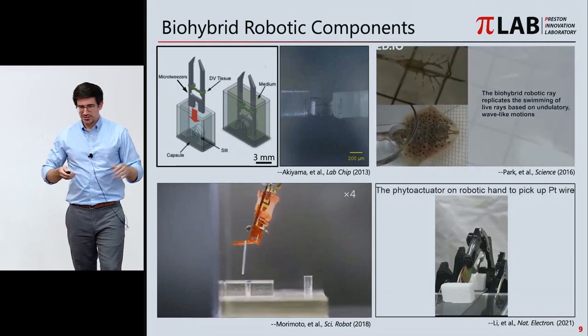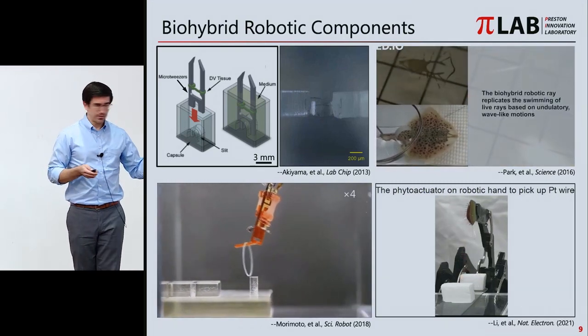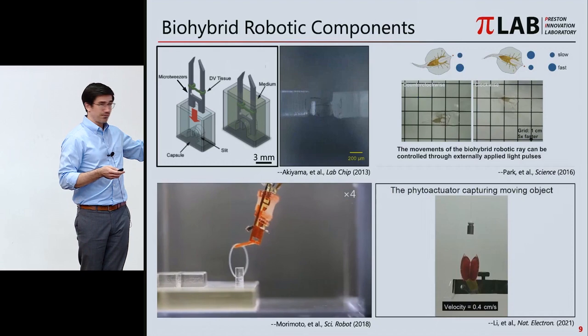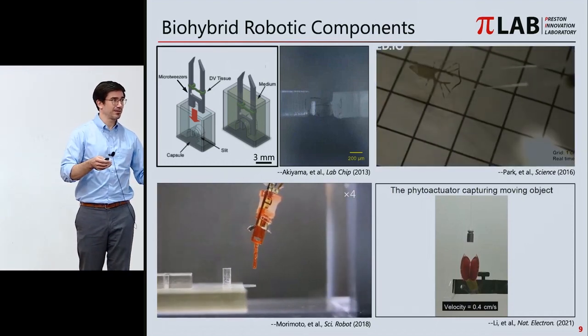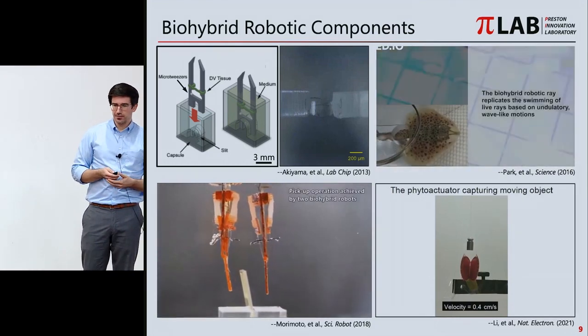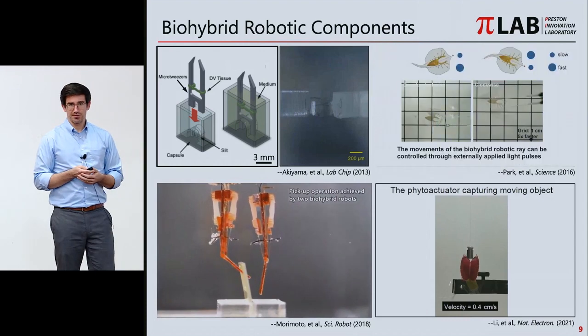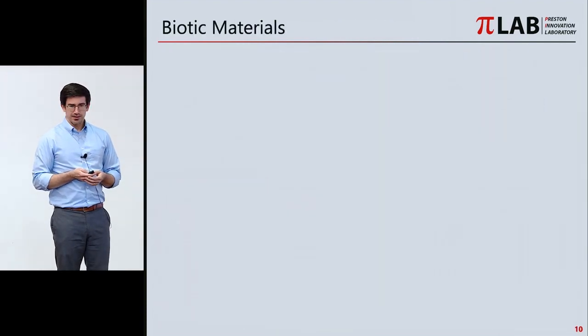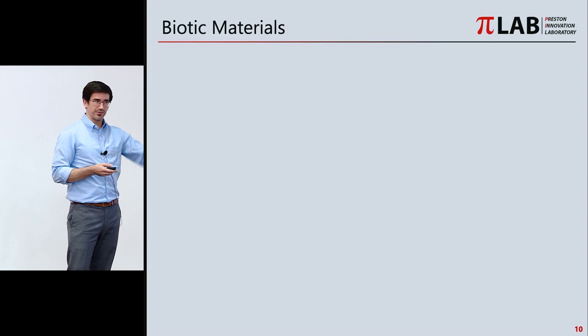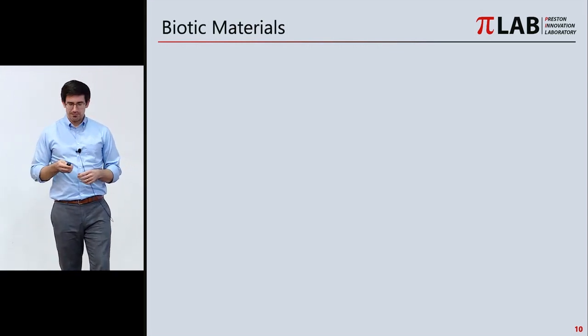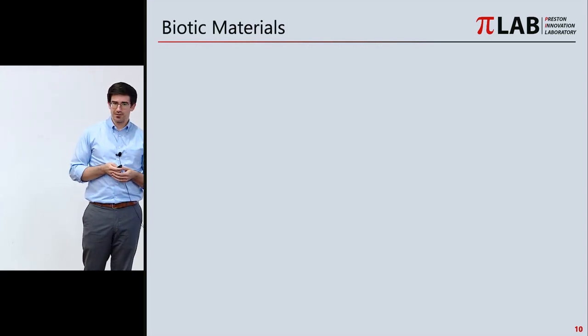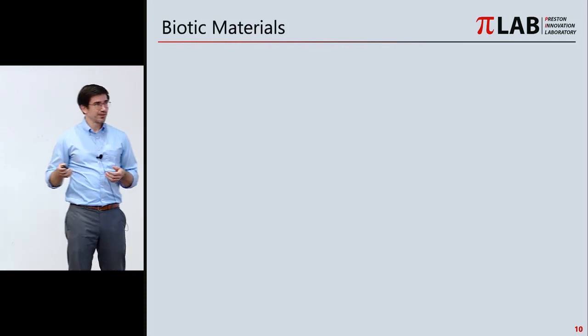The problem with some of these approaches is they work quite well, but they require careful maintenance. They need nutrients. They need a nice environment to stay alive. And so there are definitely some drawbacks in terms of this biohybridization. So our approach kind of lies at the middle of bioinspiration and biohybridization, where we use these biotic materials. They were once alive, but they're not anymore.